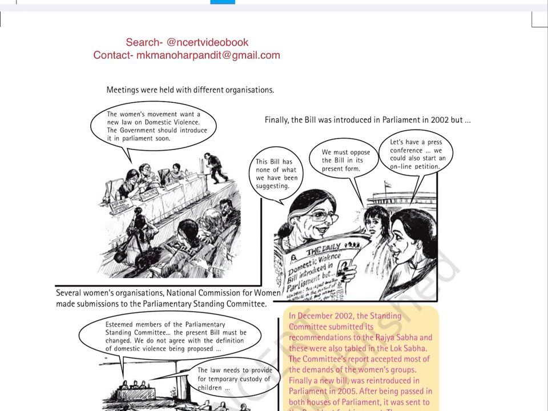The women's movement wants a new law on domestic violence. The government should introduce it in Parliament soon. Finally, the bill was introduced in Parliament in 2002, but the bill has none of what we have been suggesting. We must oppose the bill in its present form. Let's have a press conference. We could also start an online petition.